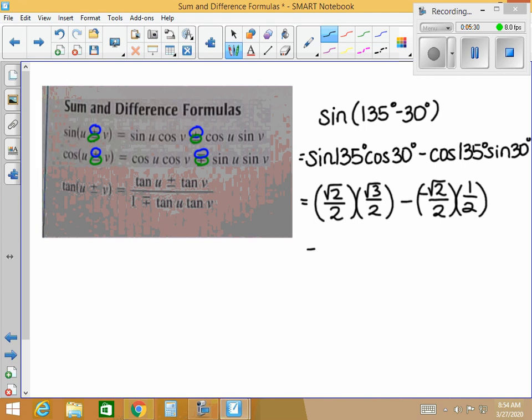If we put these pieces together, we have square root of 6 over 4. My two negatives make that a positive, square root of 2 over 4. Okay, they have a common denominator. If they didn't, I would put them over 1. Most of them will, though. All of them should in that step.